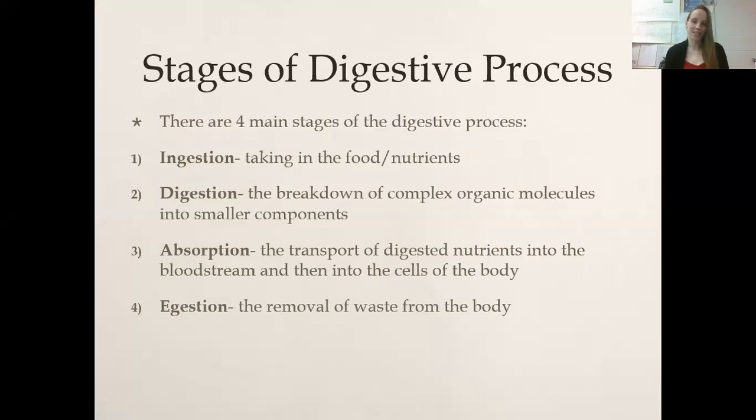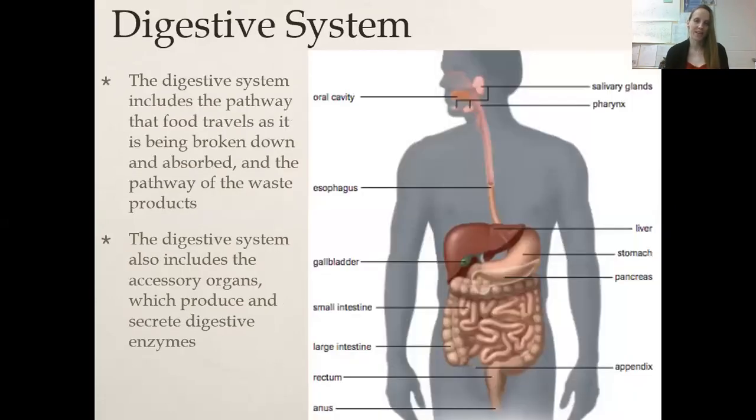So there are 4 stages of the digestive process. There is ingestion, which is essentially eating, taking in food. Digestion, which is breaking down those food molecules into smaller components. Absorption, where the digested nutrients are actually absorbed into the bloodstream and then carried to different cells and absorbed into those cells. And then lastly, egestion, which is the removal of waste from the body.